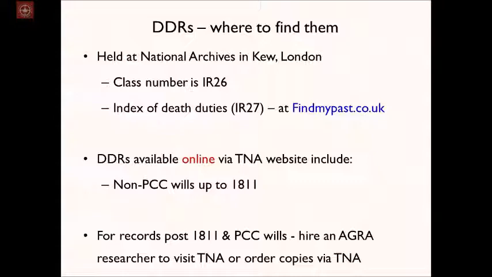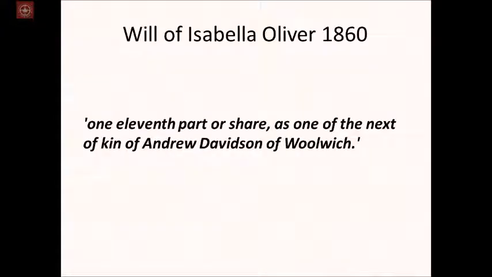And her family was actually based in Scotland. But she turned up following a reference in a will. The will was for her relative Isabella Oliver in 1860. And in Isabella's will, it stated that she'd received 1/11th part or share as one of the next of kin of Andrew Davidson of Woolwich. So here's a bit of a clue.